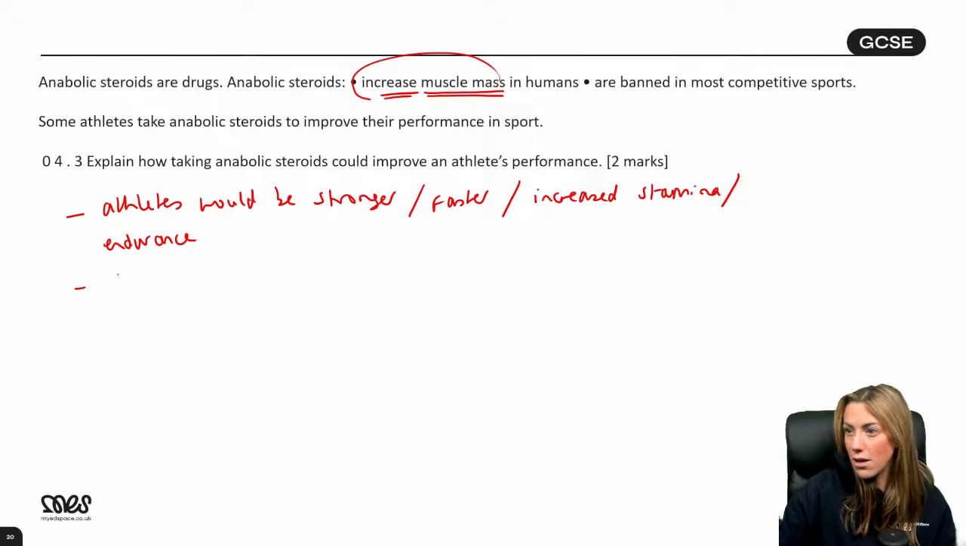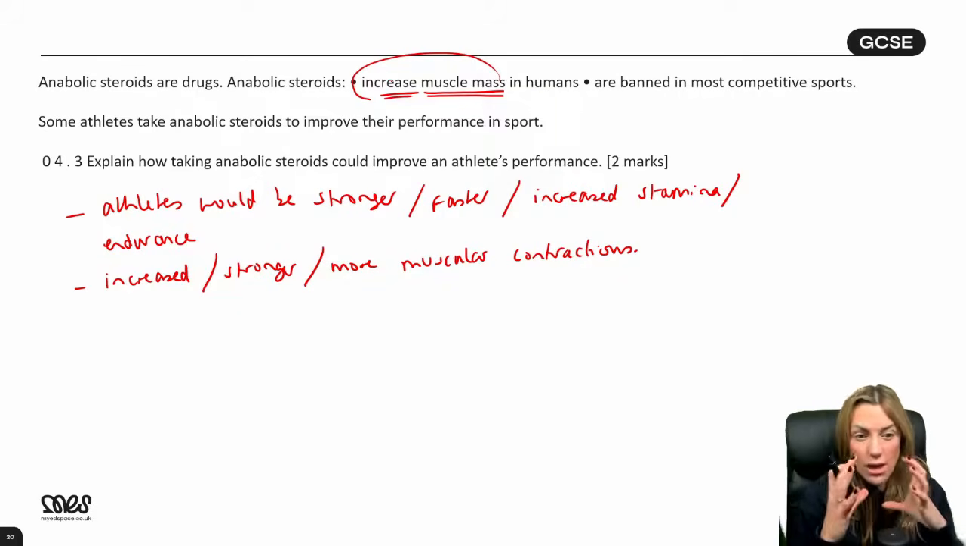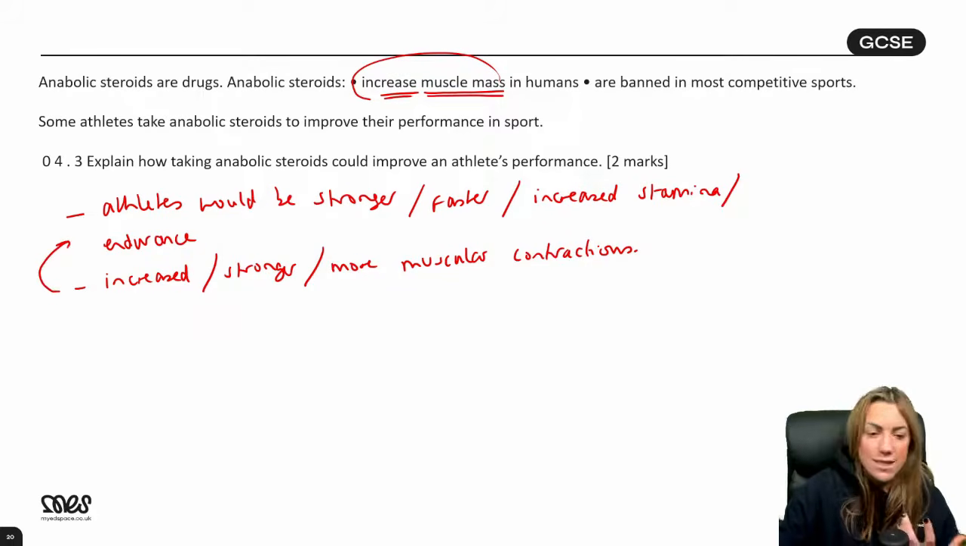And the second mark, increased or stronger or more muscular contractions. Okay, because we know they've got increased muscle mass, so they're going to be able to do stronger or more muscle contractions, and this is ultimately what's going to make them stronger or faster or increase their endurance or their stamina. So they were the 2 marking points for that one.